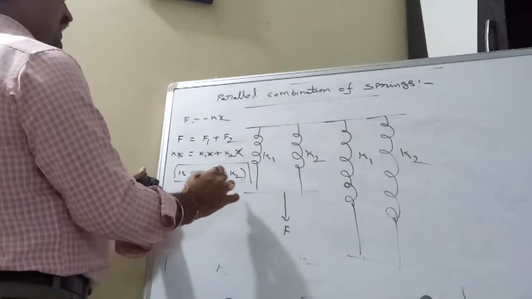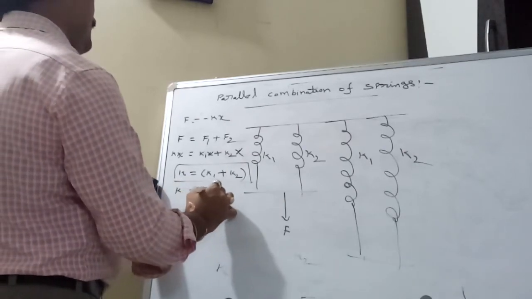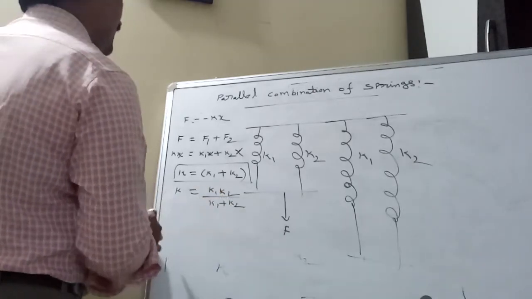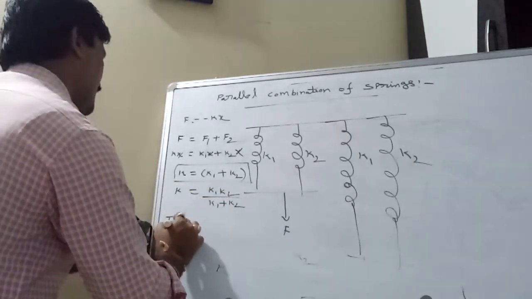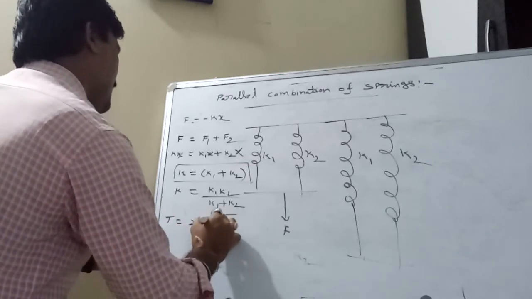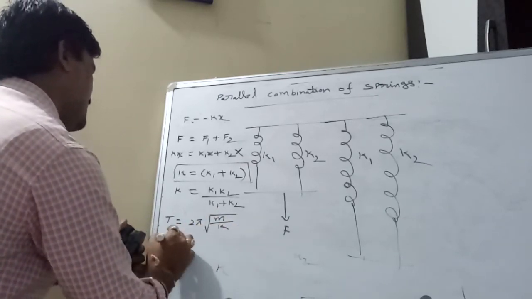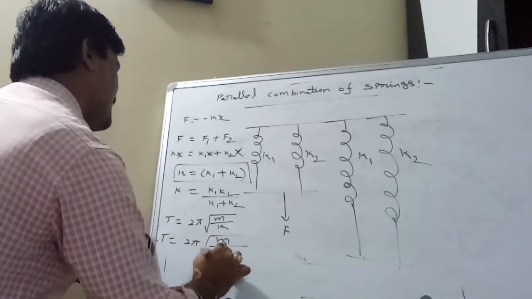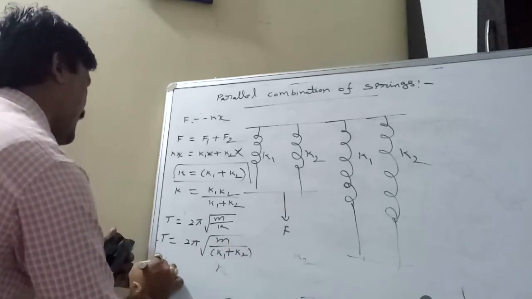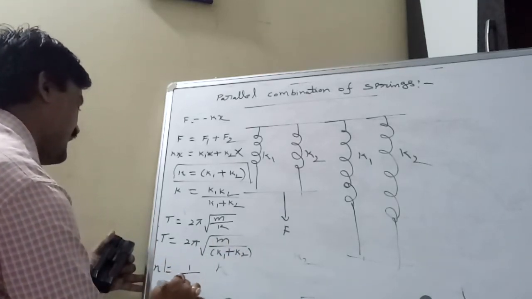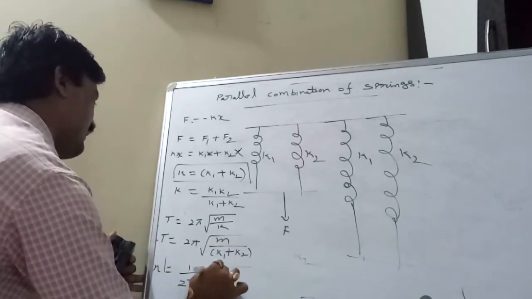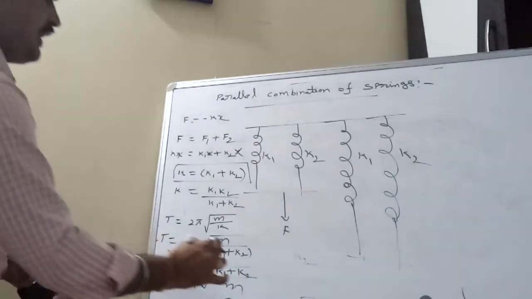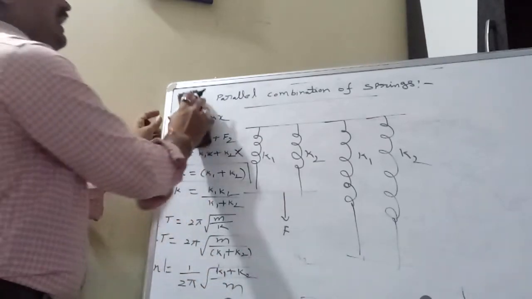In series combination, K equal to K1 K2 by K1 plus K2. Here time period T is equal to 2 pi root m by K, so T is equal to 2 pi root m by (K1 plus K2) for parallel. And frequency n is equal to 1 by 2 pi root (K1 plus K2) by m.